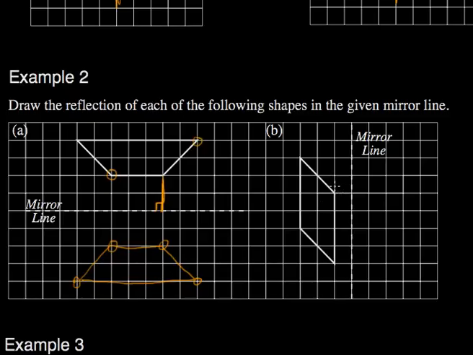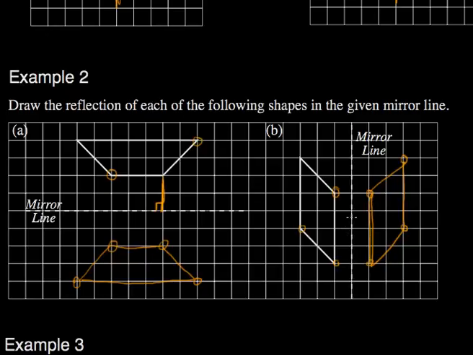In part B, you've got the mirror line here. 1 square to the mirror, repeat 1 square the other side. Here, 1, 2, 3, repeat 1, 2, 3 to here. This bottom one is 1 to the mirror, and then another one the other side. And here, it's 1, 2, 3 squares, and repeated 1, 2, 3. And it's really that easy. Then joining up the points gives you this.